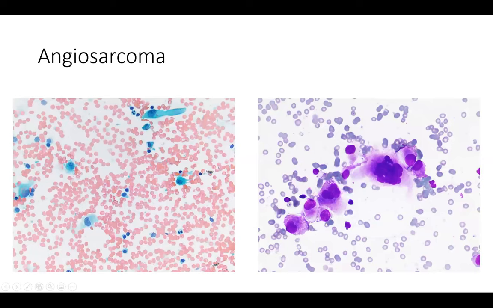Here, I just wanted to show a more drawn out spindle cell morphology admixed with the epithelioid cells. And you can see here much more pleomorphism. And as I mentioned before, these will be multinucleated. Here you can see pronounced multinucleation.